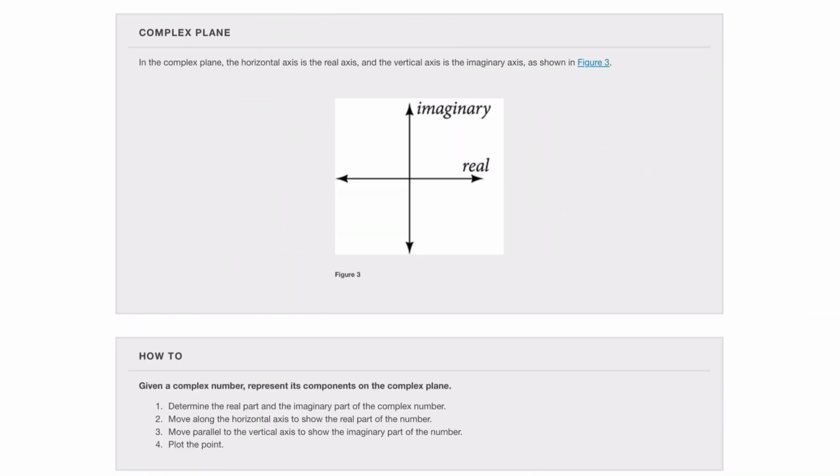So in the complex plane, the horizontal axis is the real axis and the vertical axis is the imaginary axis, as shown in figure 3. Given a complex number, represent its coordinates on the complex plane. One, determine the real part and the imaginary part of the complex number. Move along the horizontal axis to show the real part of the number. Move parallel to the vertical axis to show the imaginary part of the number and plot the point.